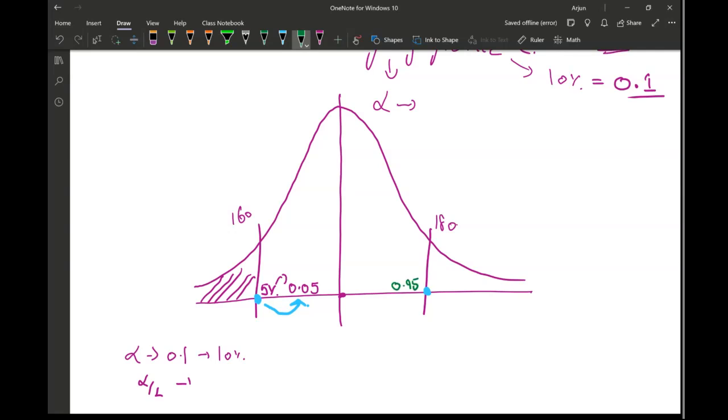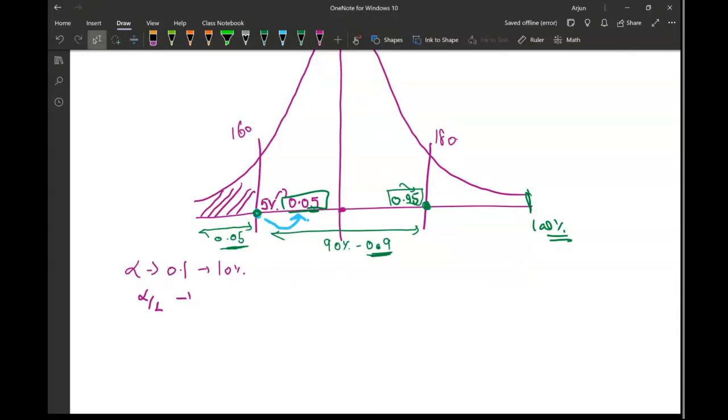The probability at this point will come out to be 0.95. Why 0.95? Because if this is 0.05 of the section, and this total section, as I said, is a 90% confidence interval, so this is 90% or 0.9. So 0.05 plus 0.9 will become 0.95. This point is 0.95, and here it is 100%. So these are the probability values: 0.05 at this point and 0.95 at this point.